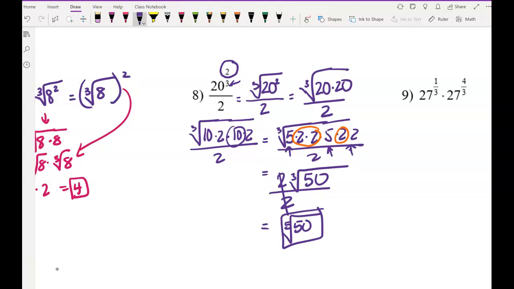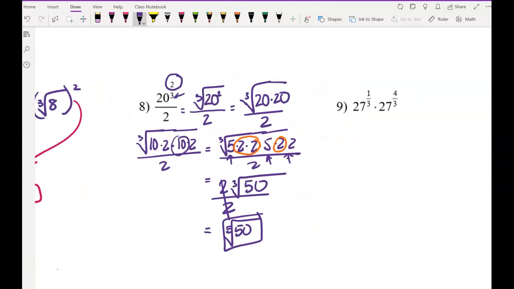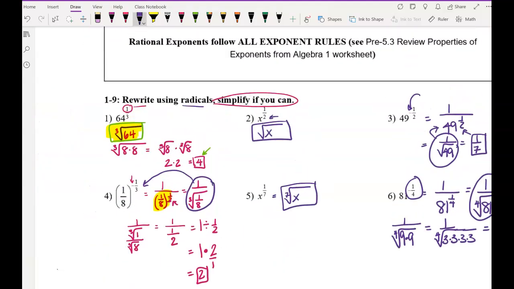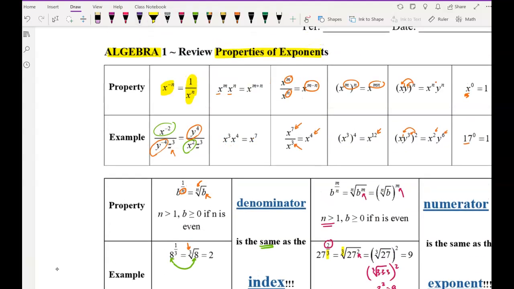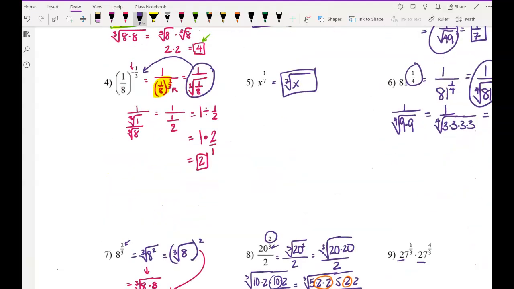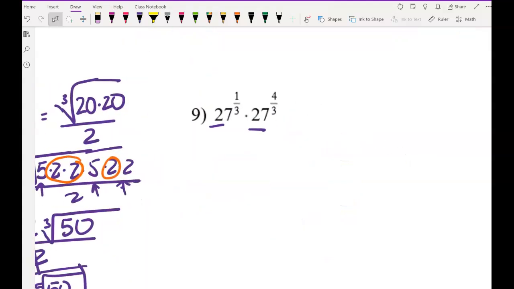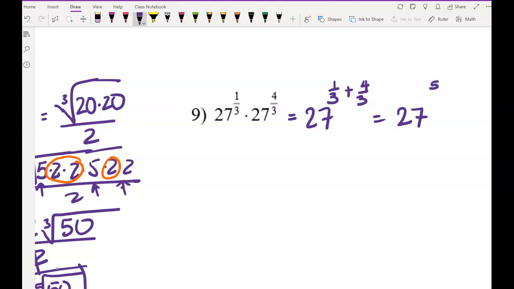Okay, now what happens when the bases are the same and you are multiplying? Remember, let's review really quickly. When you multiply in Algebra 2, we add the powers. Look at this, we add the exponents. So we do the same thing, and if the denominator is not the same, then you have to find the common denominator. Okay, so in this one, the base is going to be 27, so we will add the exponents only. 1/3 plus 4/3, so that's going to give us 27 to the power of 1 plus 4, which is 5 over 3.